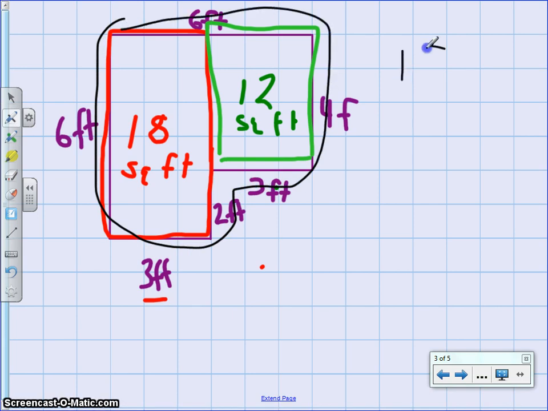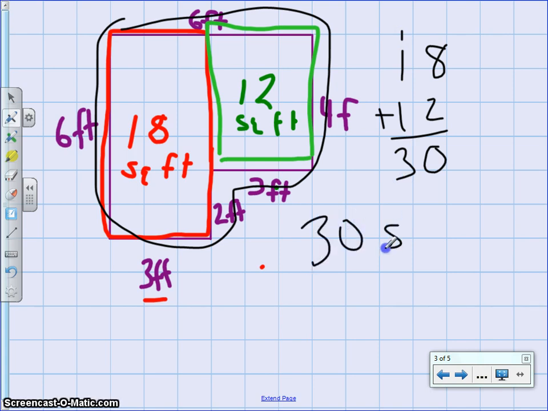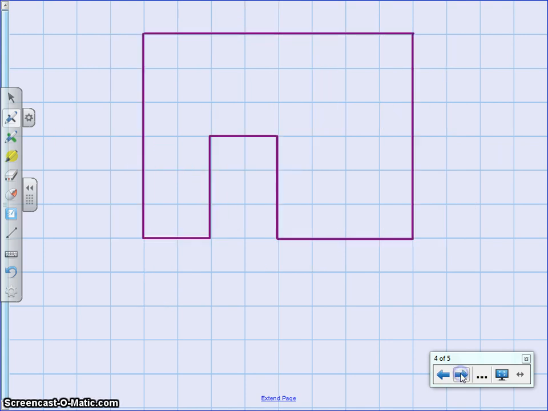18 plus 12, well, 8 and 2 is 10. Regroup my 1, I have 3 10s over there, so it's 30. So this whole irregular shape is going to be 30 square feet. So again, I took an irregular shape and I made two regular shapes out of it, then adding them back together to find out the total area.